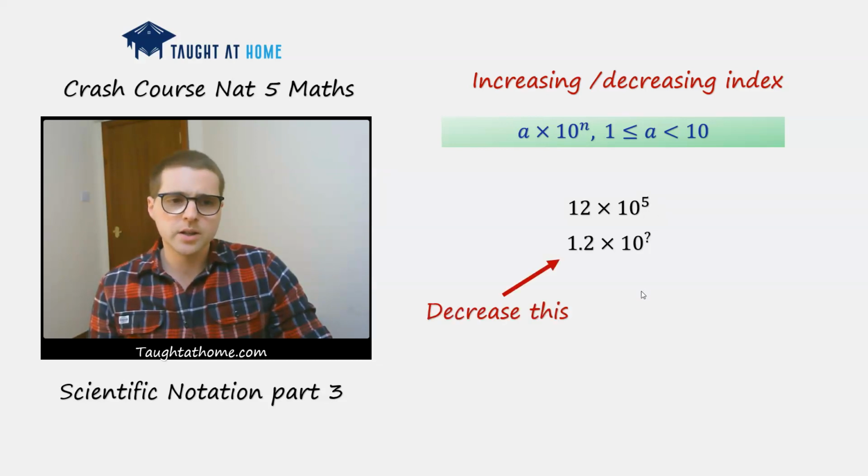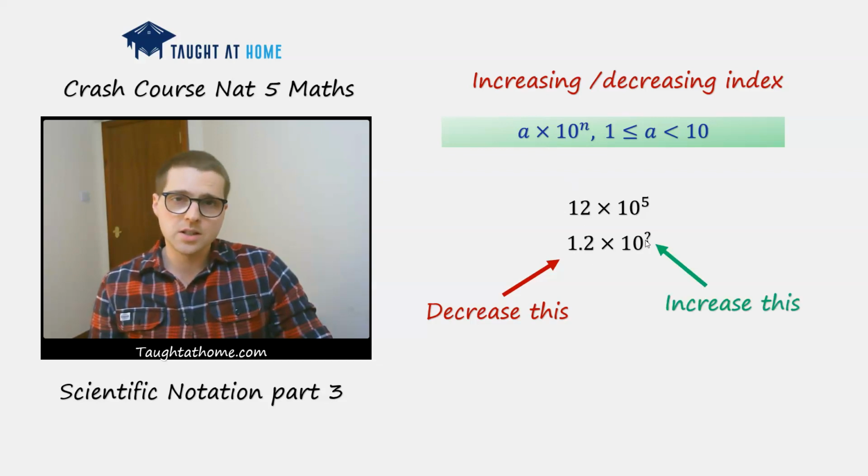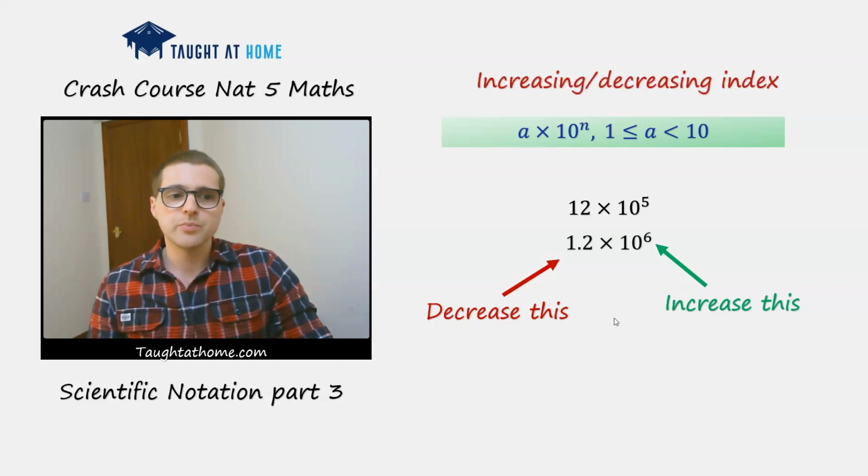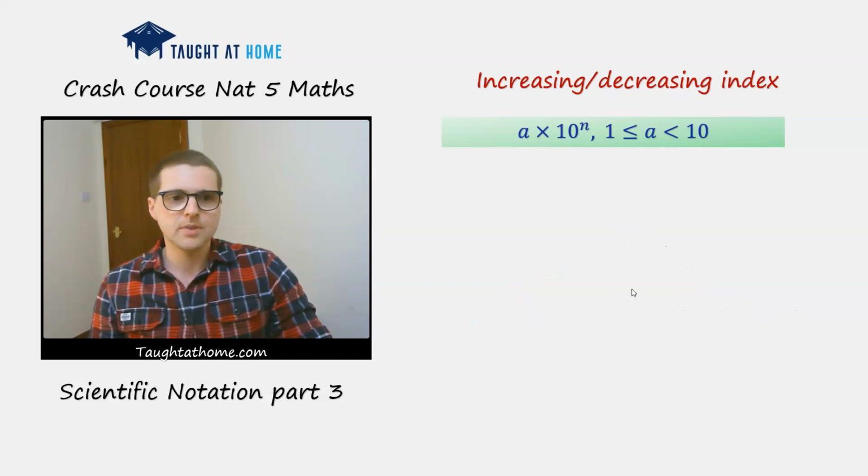Well, if you look at it this way, we've decreased this number because it's gone from 12 down to 1.2. So therefore we have to increase this number. So what number do we increase it to? It'll be 6, because we've moved the decimal point one place to the left, so we're going to increase this by 1. So think about this, we're dividing this by 10, so we have to multiply this by 10 as well.